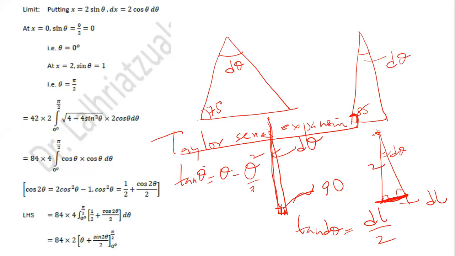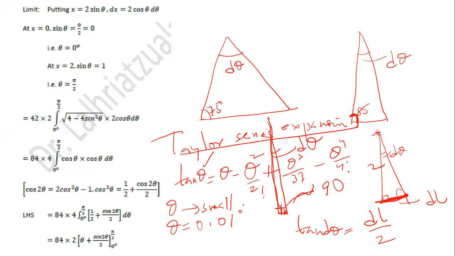Theta square upon 2 factorial plus theta cube upon 3 factorial, something like that. I don't remember exactly. Theta to the power 4 upon 4 factorial. So if this angle theta is small, this is very small. Let's say your theta is 0.01 degree. If your theta is 0.01 degree, what is theta square?